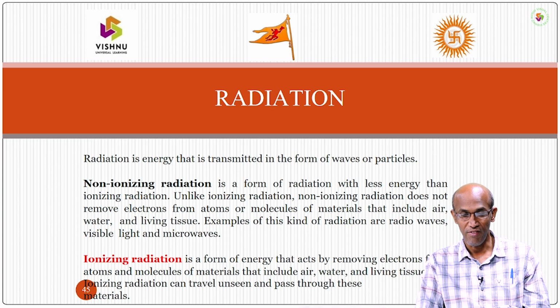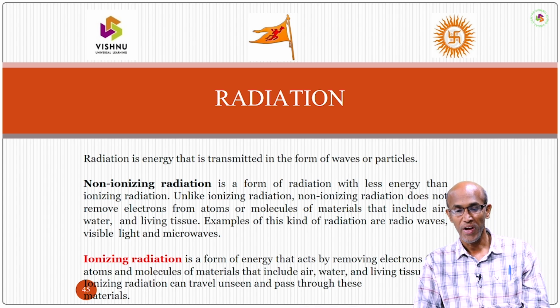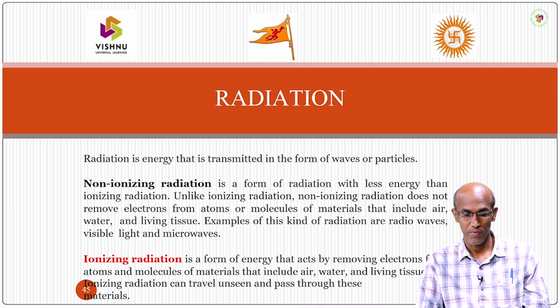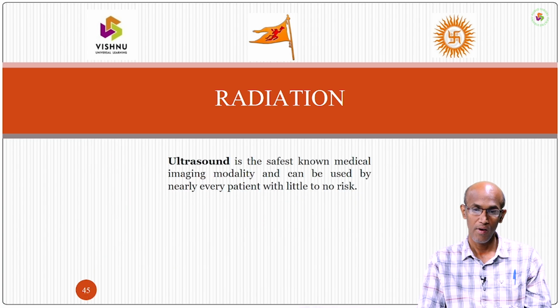Ionizing radiation is a form of energy that acts by removing electrons from the atoms and molecules of materials that include air, water and living tissue. Ionizing radiation can travel unseen and pass through these materials.